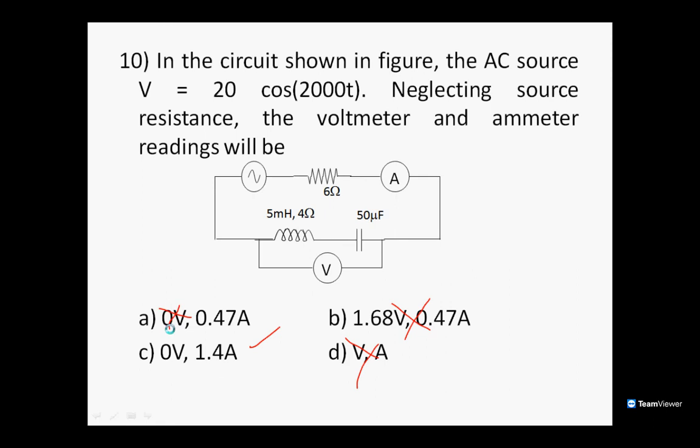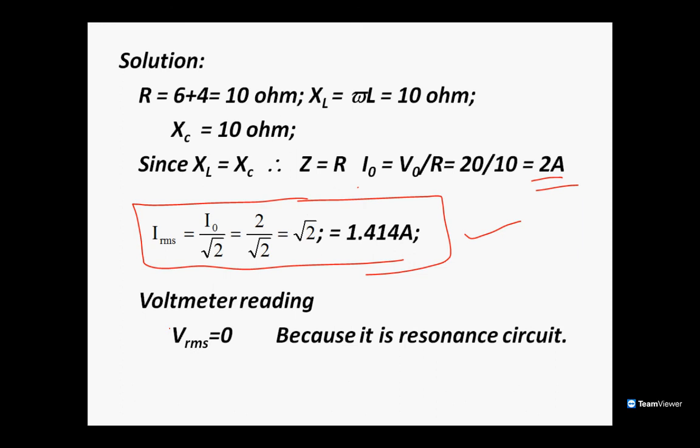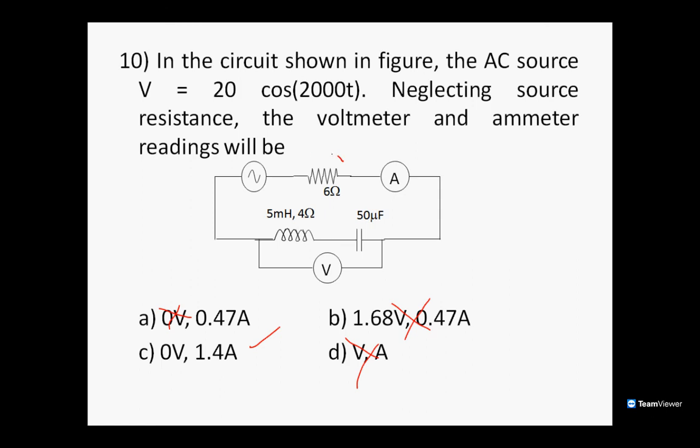Students, I forgot to explain why I have taken the resistance as 10 ohm here. Because here the resistance is 6 ohm and this resistance is 4 ohm. The inductor also has some resistance. Both are connected in series, so the net is 6 plus 4 equal to 10 ohm. That is what I have taken here.